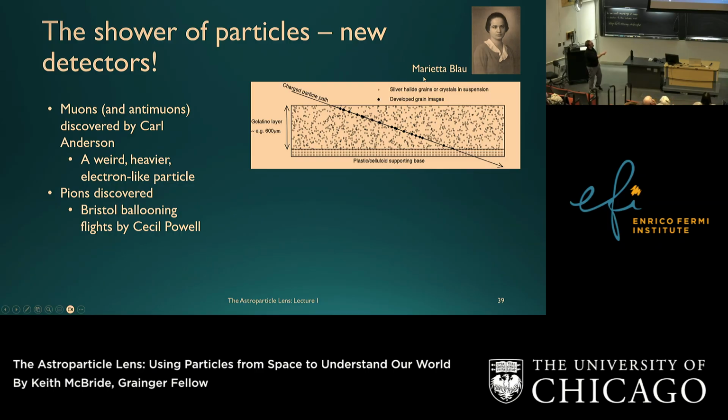One of the pioneers of the field, Marietta Blau, was out of Austria and developed this new kind of photographic technique called a nuclear emulsion. They also put these on balloons at high altitudes to record the tracks of these cosmic rays. So that's an example of one of them there.